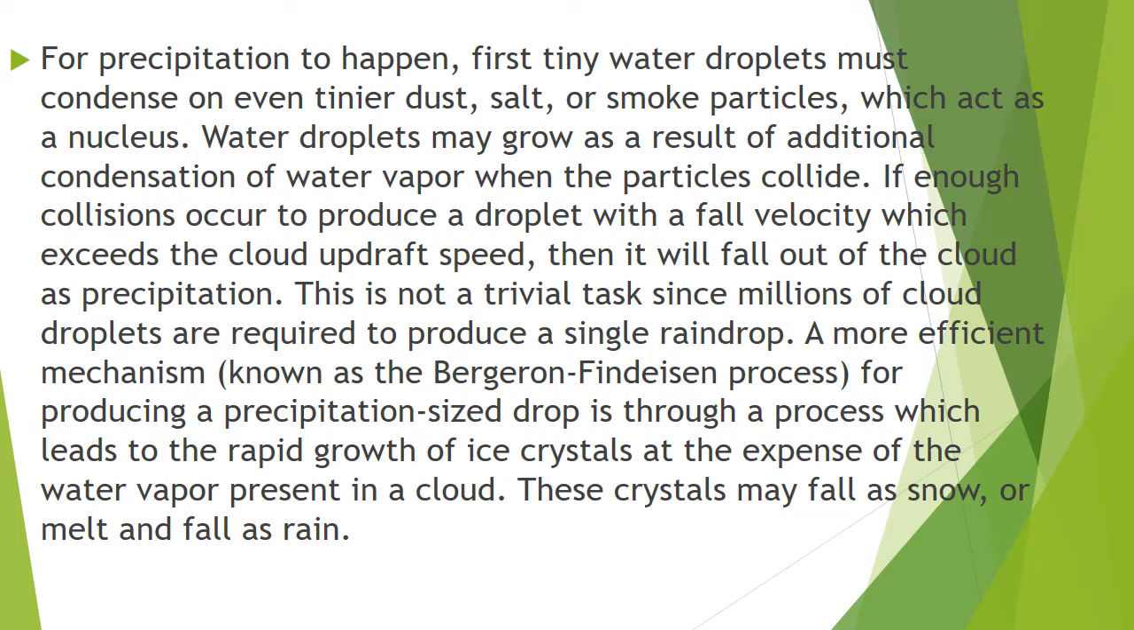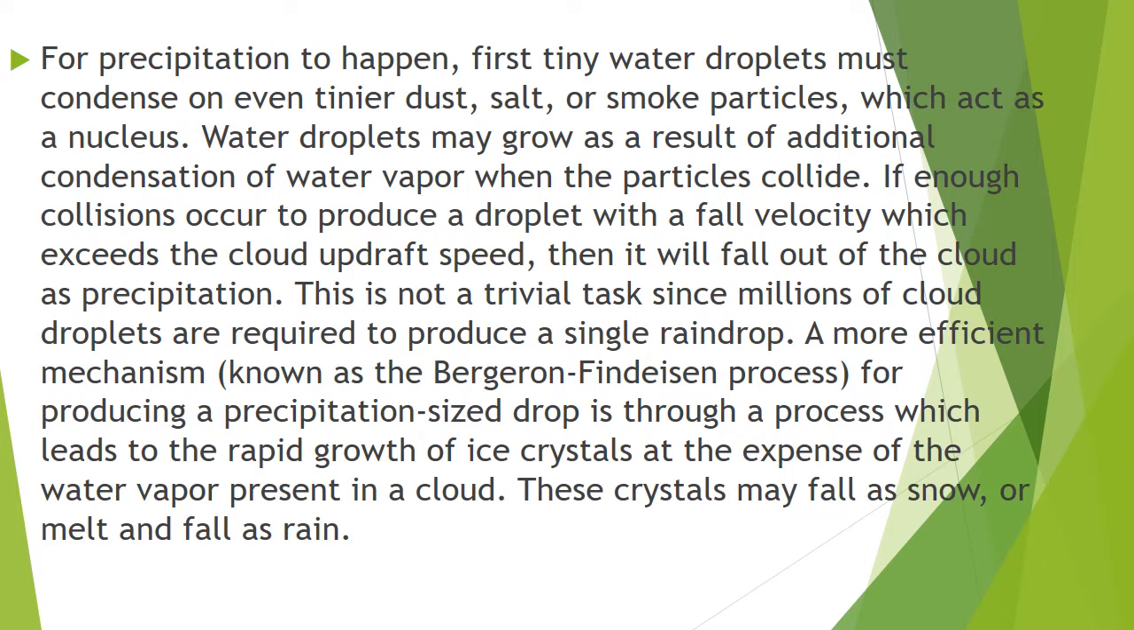So not all of them are considered precipitation. It falls out only when it exceeds the cloud updraft speed. To continue, this is not a trivial task since millions of cloud droplets are required to produce a single raindrop.